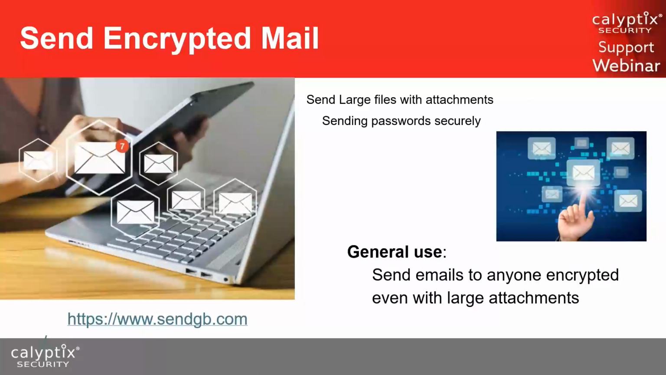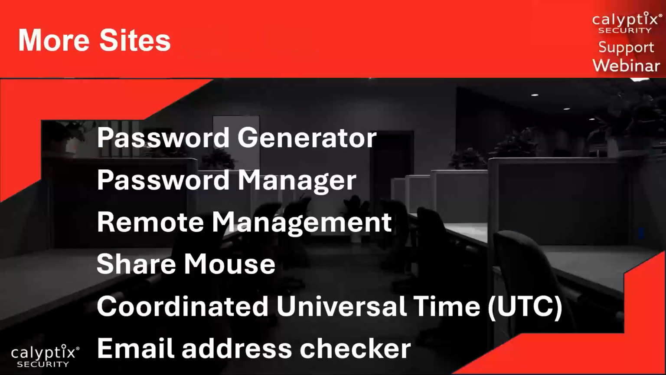To send encrypted email, there used to be one. Firefox had one, but it no longer exists. So sendgb.com is a place where you can send encrypted email. This is all free. You can send large attachments or you can send passwords securely. This is the place to go, sendgb.com. This allows us to send emails securely, and it's very easy to do.